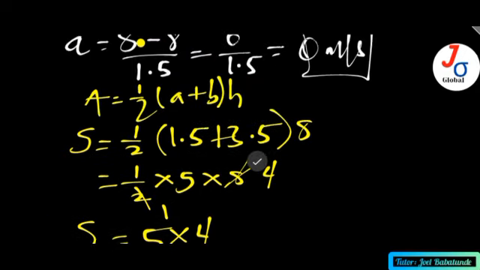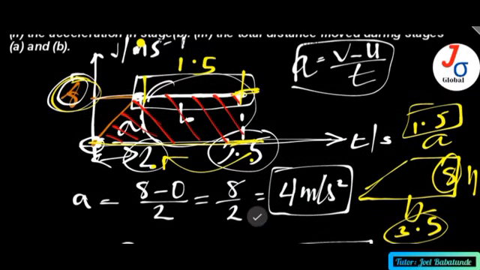You get 20 meters. Or you could just find the area of the triangle and the area of the rectangle. That's fine, it's your choice. You get the same answer, 20 meters.